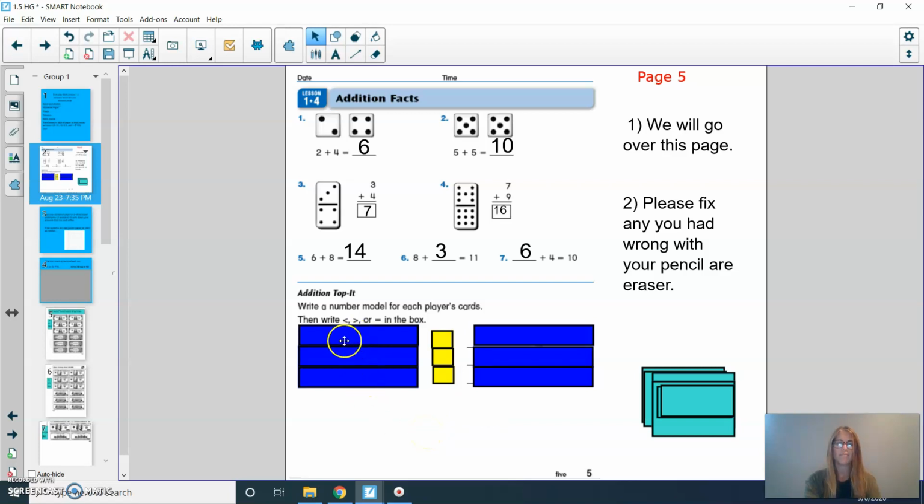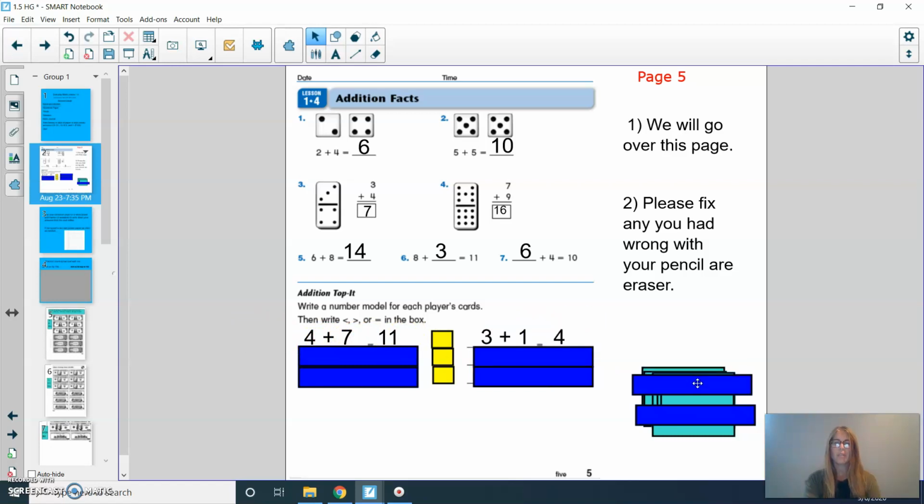So for my first one, player 1 had a 4 and a 7. 4 plus 7 is equal to 11. Player 2 had 3 plus 1, which was equal to 4. Now I know that my first player, 11, is greater than 4. So again, you probably had a completely different problem, but still make sure you added correctly and that you have your less than, greater than, or equal to sign correctly.